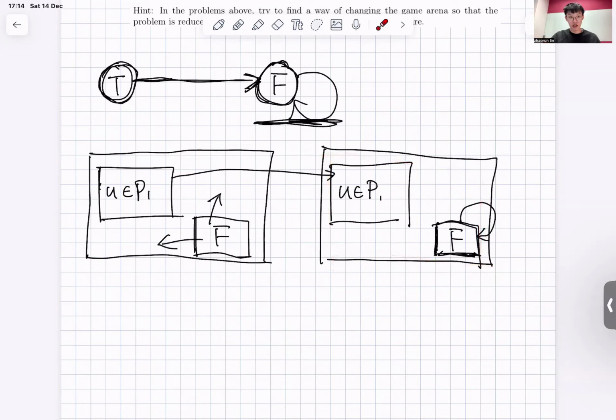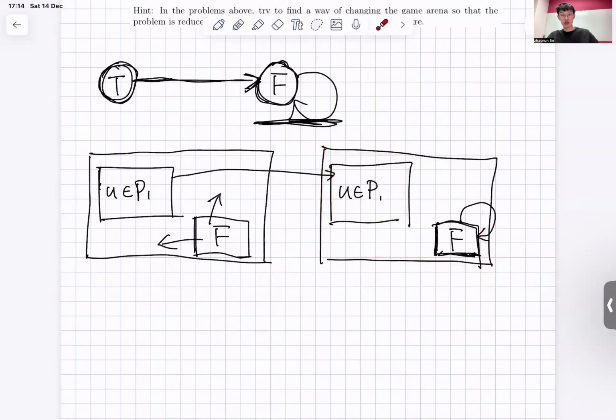So for player 1, he has to keep visiting vertices in the first copy, and then when he decides he doesn't want to visit F anymore, because in copy 1 he can visit F, but as long as he decides he doesn't want to visit any F anymore, he can take the edge to the second copy, and he keeps on visiting T in the second copy.